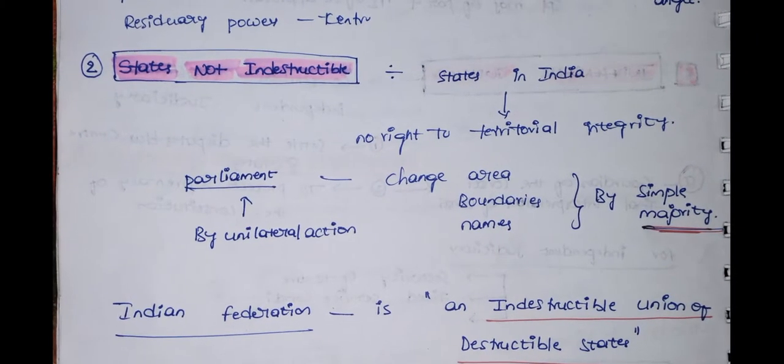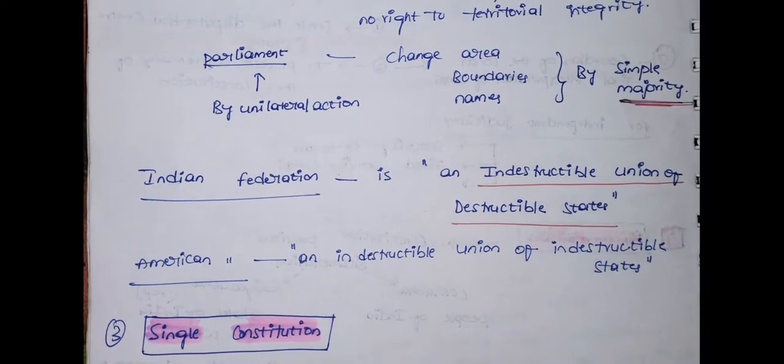The next feature is that the states are not indestructible. The states have no right to secede from the federation. Any changes regarding territorial integrity, meaning area, boundaries, names, and alterations, may be made by the parliament through a simple majority. This is a unilateral action made by the parliament only. No state has a right to be involved in changes regarding the territory. The Indian Federation is known as an indestructible union of destructible states. The American Federation is an indestructible union of indestructible states.